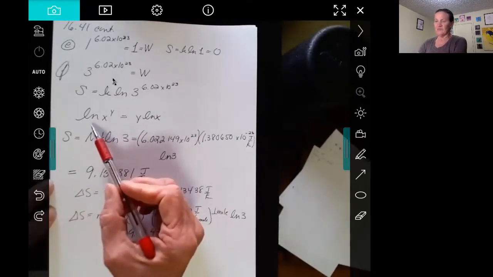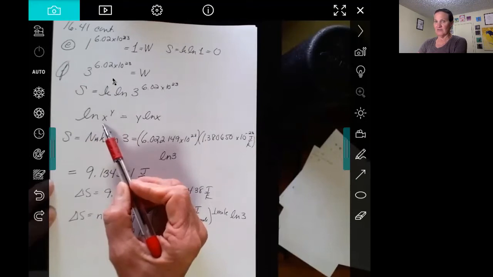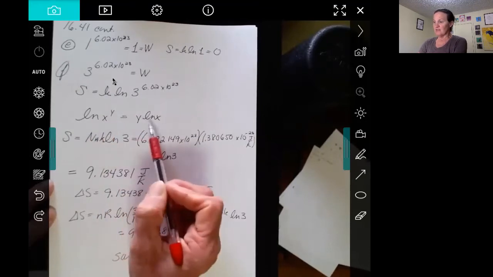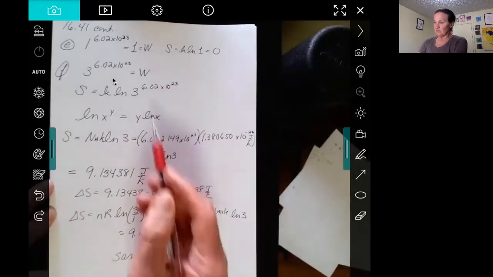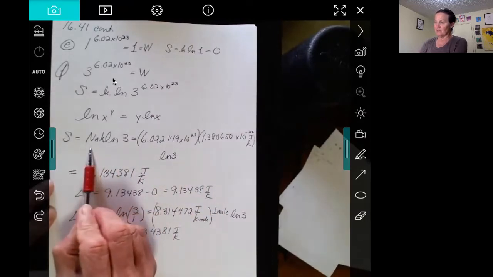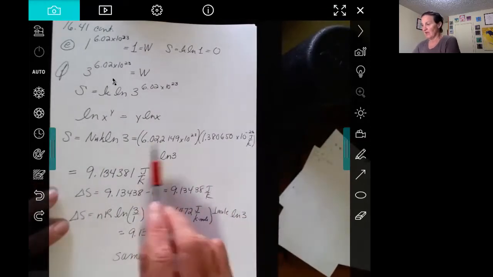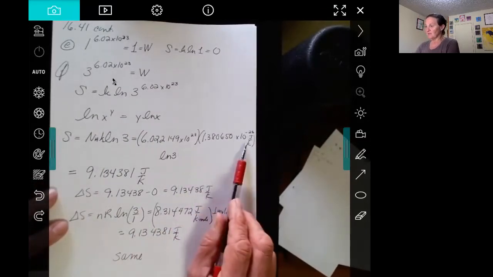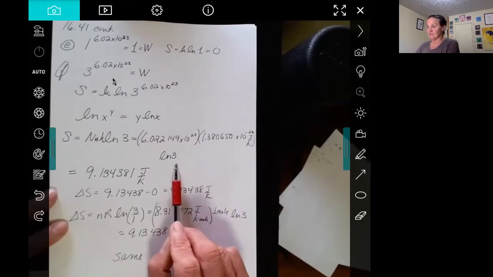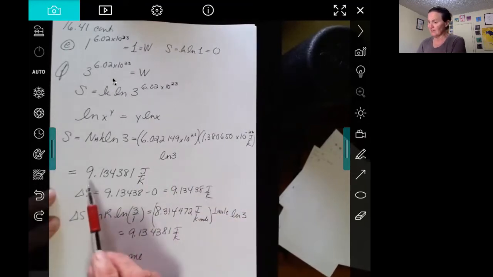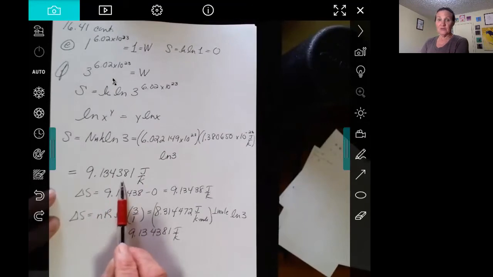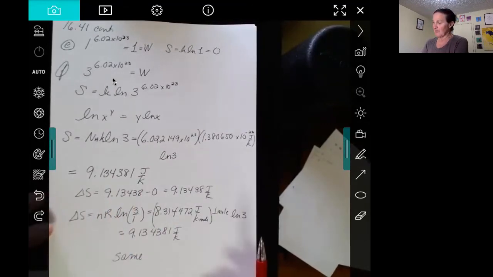It's easier math if you remember that the natural log of x to the y is y times the natural log of x. So we can pull Avogadro's number out front times k, and then we just are left with the ln of 3. So Avogadro's number times Boltzmann's constant times the natural log of 3, and I got 9.134381 joules per K.